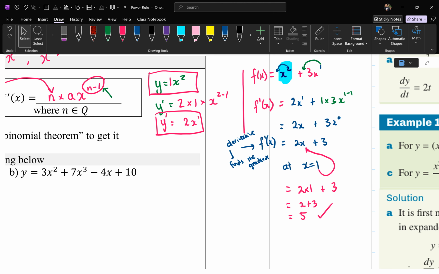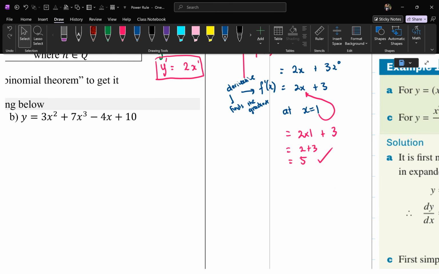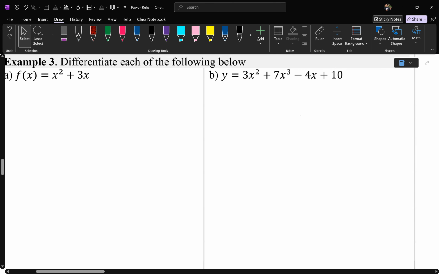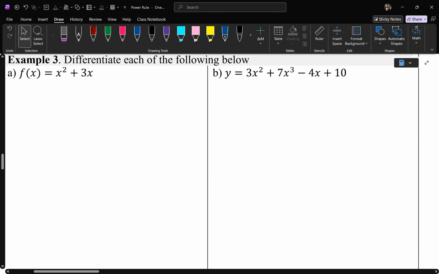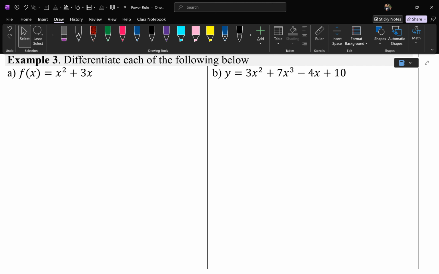Yes, Raha. Very good. So that's what we're going to practice today. What happens when you get different scenarios? We're going to practice this so you get a feel of how you would use the power rule.